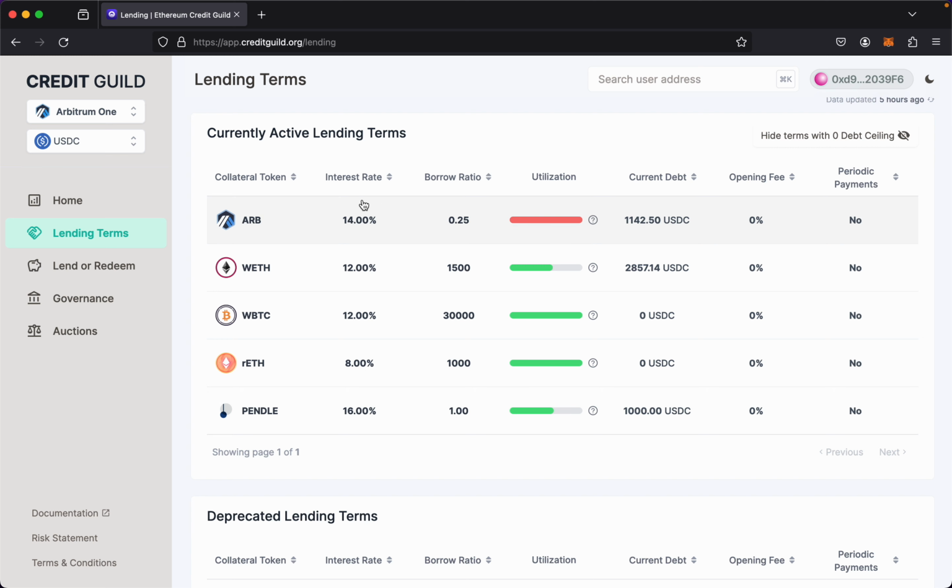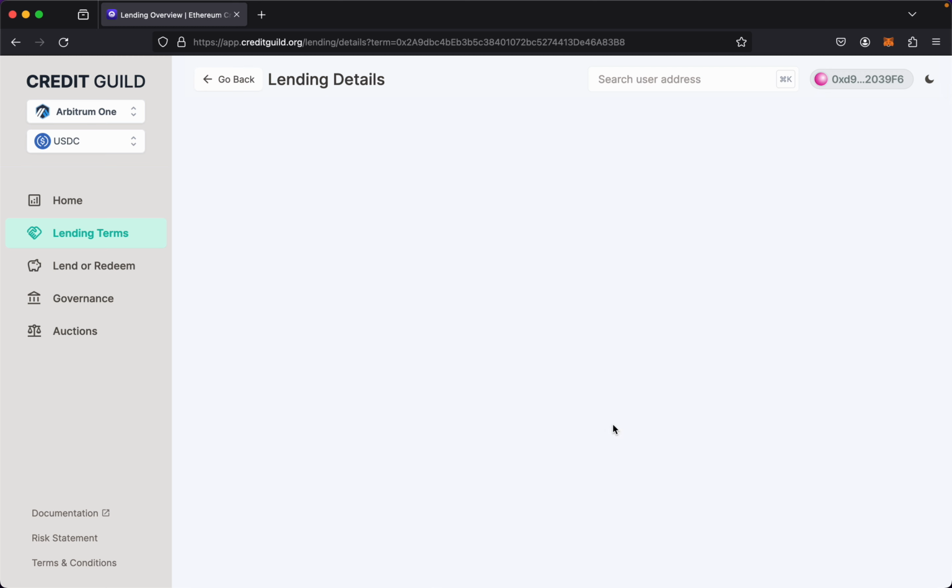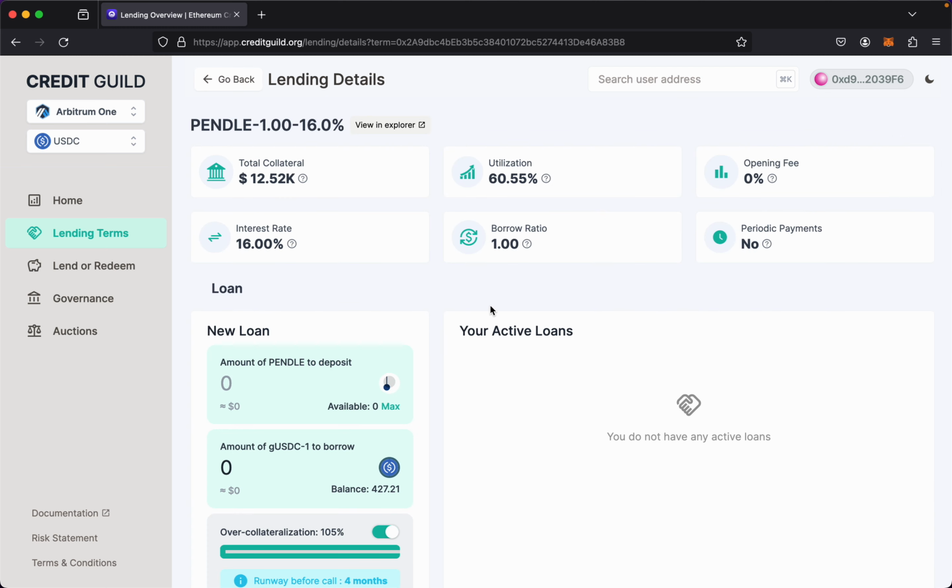You can see that ARB is in pretty high demand for borrowing. It is fully utilized. There's some others that have some available capacity. Not very much by the look of it. Pendle is a good example here. Just as a reminder, again, the debt ceiling is based on how many people are staking for that term. So if there's high demand or higher interest rates, Guild holders are more likely to stake. Here's the Pendle term. You can see the total amount of deposits, the utilization, all the usual stuff.